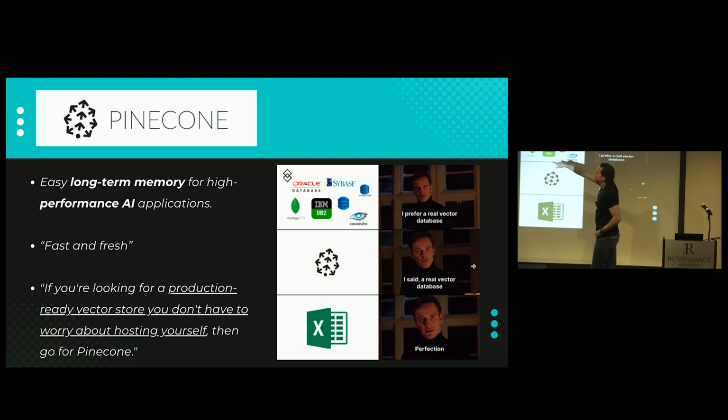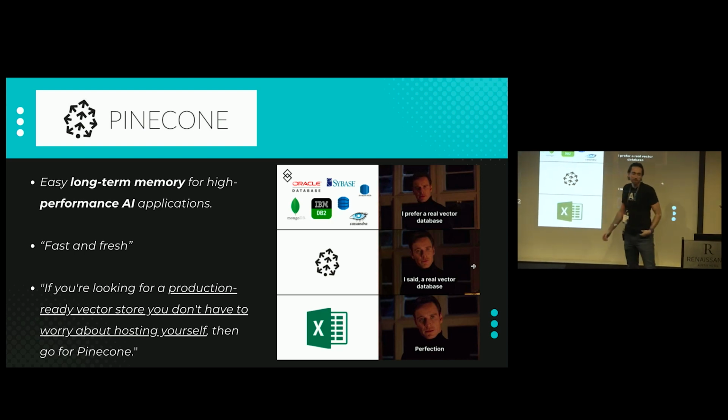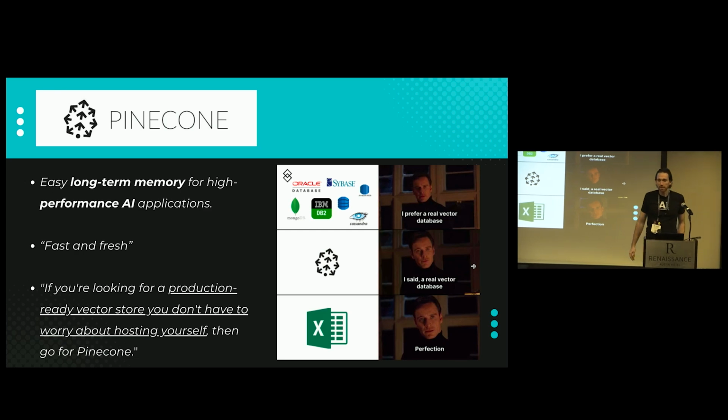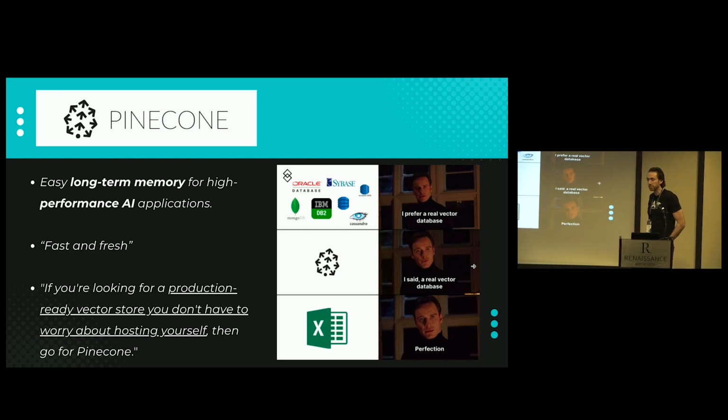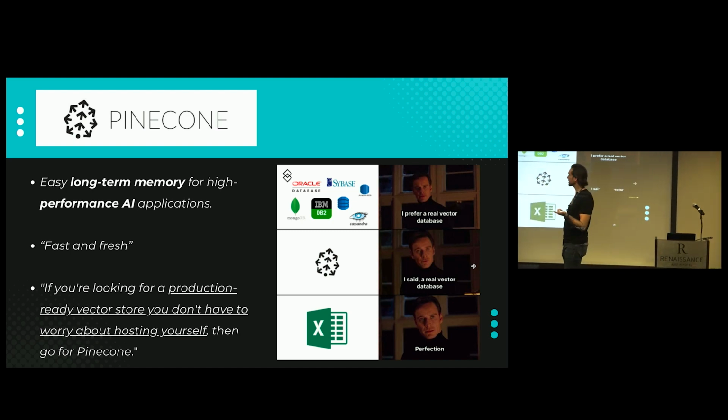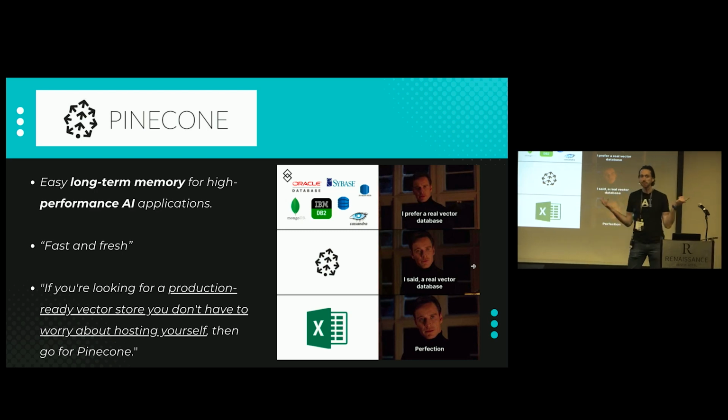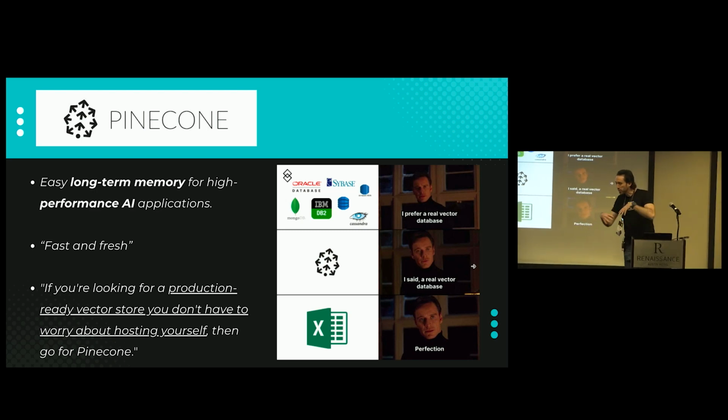But I think the fun thing is, why Pinecone, right? They have "easy long-term memory for high-performance AI applications." What is that? Okay, great. So you're a vector database, you're a vector store. Great. They have fast and fresh now. They're coming out with some new stuff. It's great. But why do we use pandas, right? Polars is faster, PySpark is more performant at scale, but everybody uses pandas. They captured the market already.